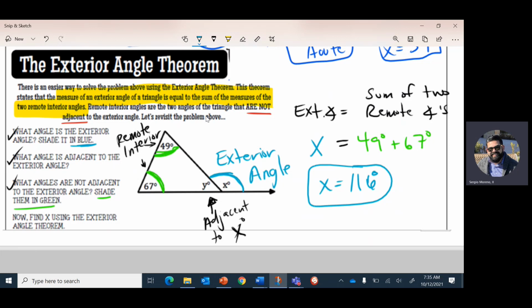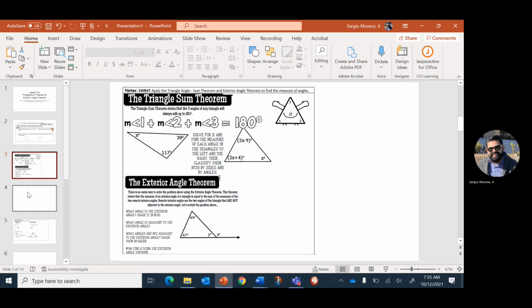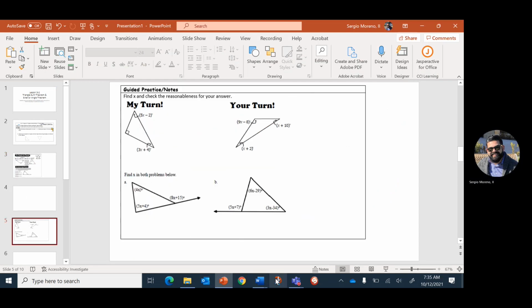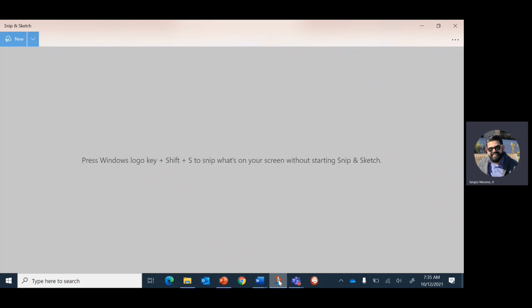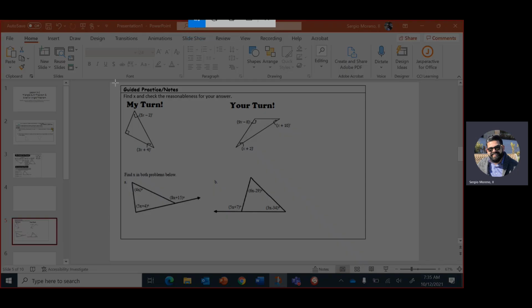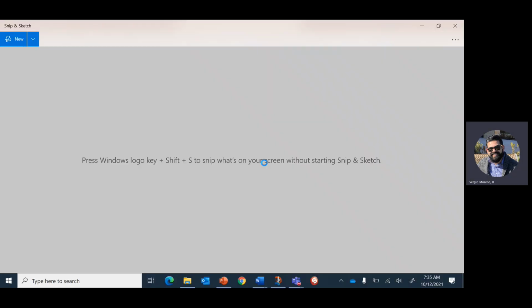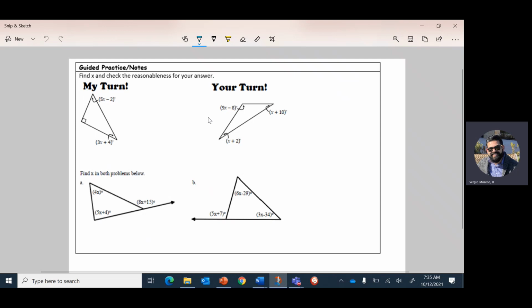Okay, moving on, let's do a couple of examples here of practice problems. Again, you can pause this video as you need to and go back to this part as you fill out your handout. So let's go through a few problems here. I'm going to get this slide. All right, a little my turn, your turn.